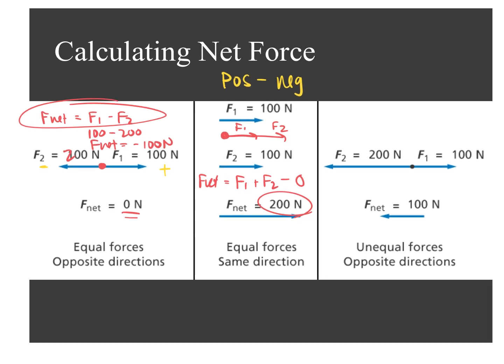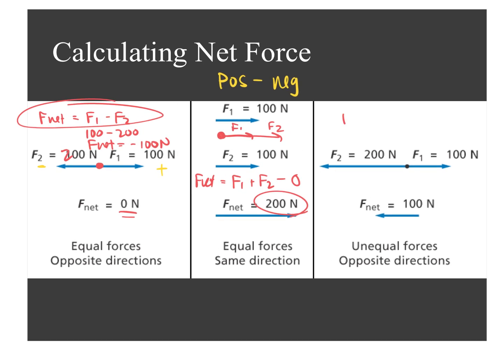And then in my last one here, my net force equation would be F1 minus F2. Here's that situation we kind of drew up. 100 minus 200, which means our net force is negative 100 newtons, and they went ahead and drew the arrow. I would accept negative 100 newtons or 100 newtons west. Either way would be an acceptable answer for that final net force.